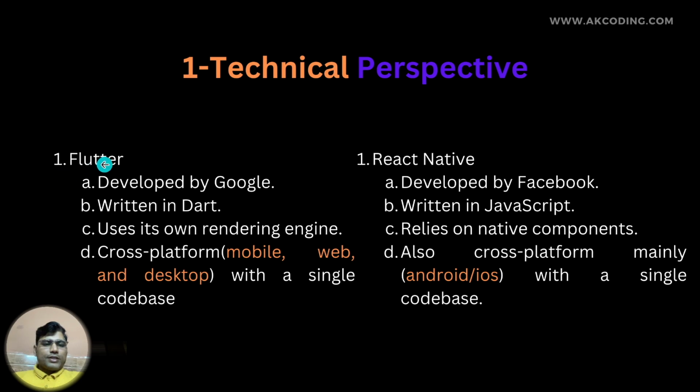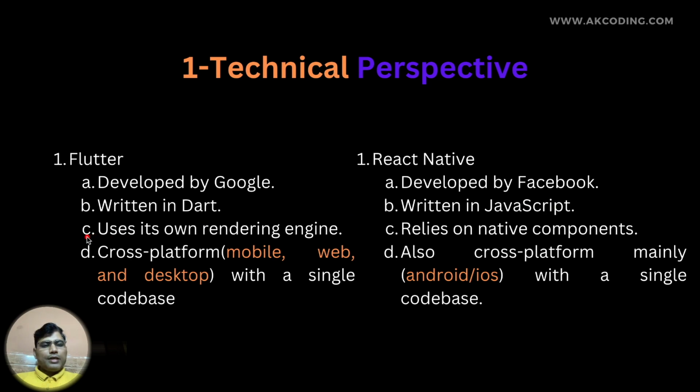Let us discuss differences between Flutter and React Native from a technical perspective. Point A, Flutter is developed and backed by Google, whereas React Native is developed and backed by Facebook. Flutter is written in the Dart programming language, which is new in the market, whereas React Native is written in JavaScript, which is a very old and very popular programming language in the market. Most of the developers are more comfortable with JavaScript because they might have prior knowledge of JavaScript.